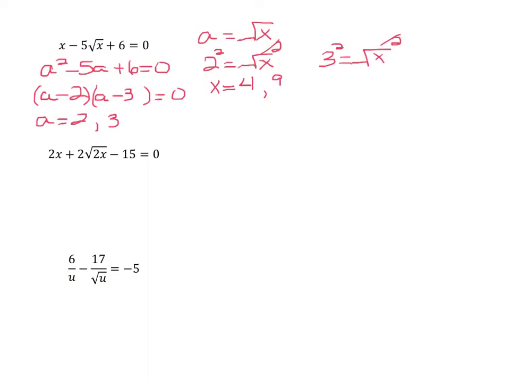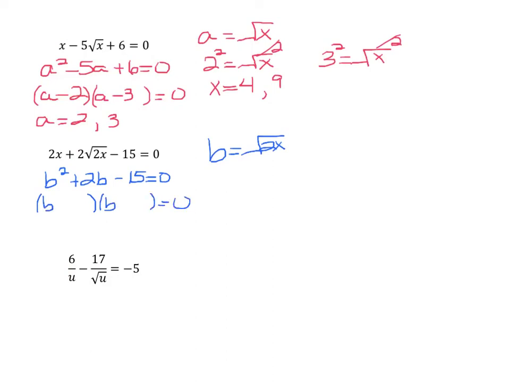Let's take a look at the next one. If you don't like a, you don't have to use a, but be careful using b because a lot of your b's look like the number 6. So this next one is b squared plus 2b minus 15. Again, this problem becomes very, very simple. We can even factor it. So b is equal to negative 5 or 3.